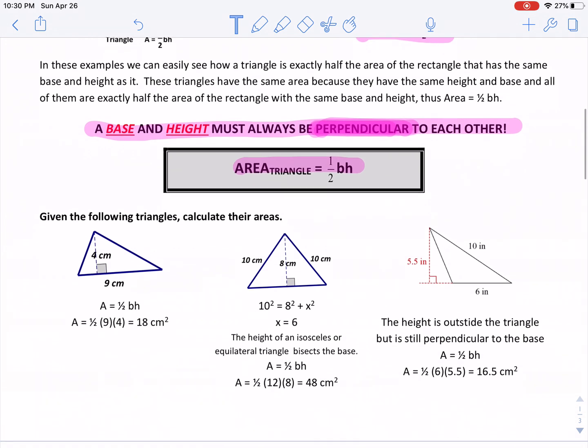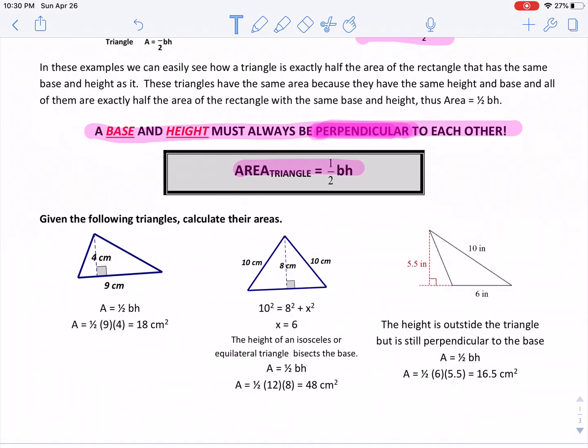Now down here you see a couple of examples. Your first one, just a basic one. They give you the height is 4, the base is 9. 1/2 times 9 times 4 gives you 18 centimeters squared.